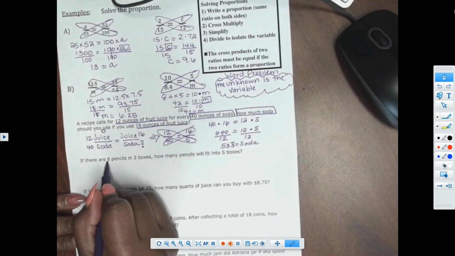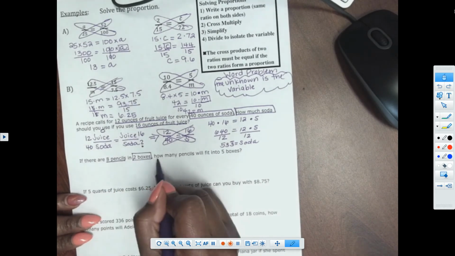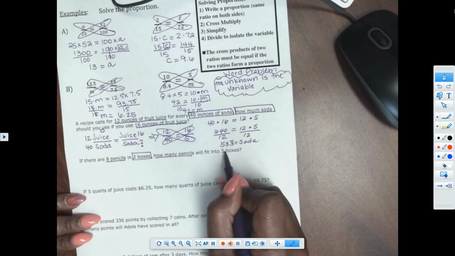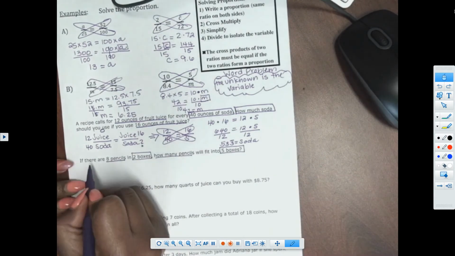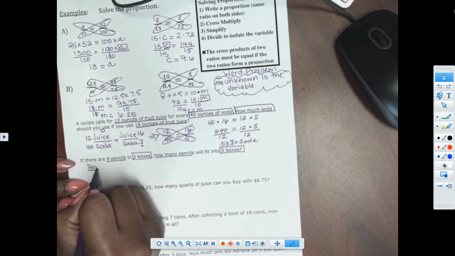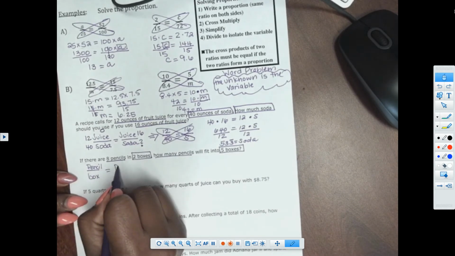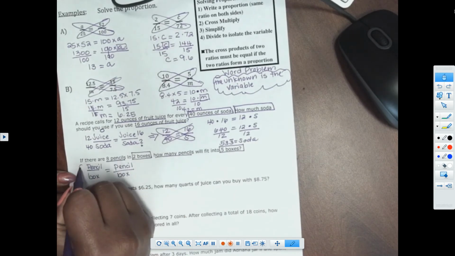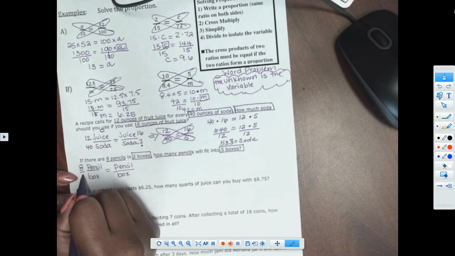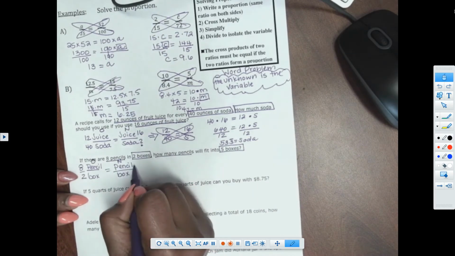So I have, if there are 8 pencils in 2 boxes, how many pencils will fit into 5 boxes? Okay, so that should let you know which ones go where. The first thing is to set the ratio up, pencils over box. Okay, so it should be pencils over box. And my original, I had 8 pencils over 2 boxes, and this was my new. Okay, so this is the original, this is the new. And in the new one, we don't know how many pencils we have.